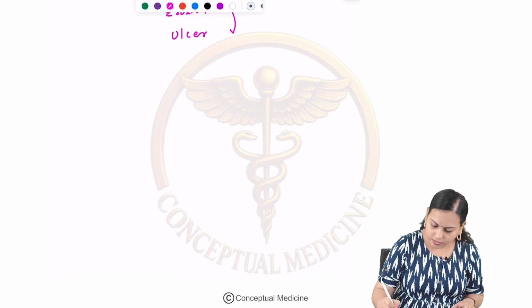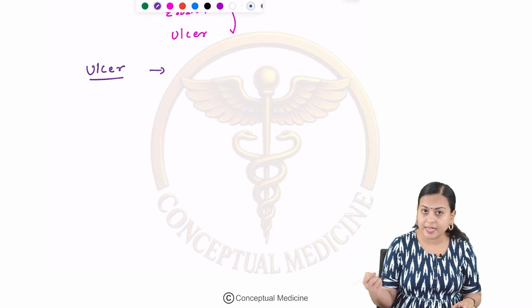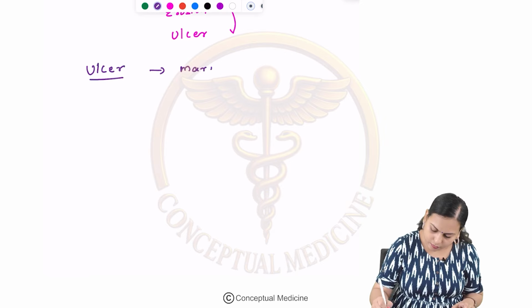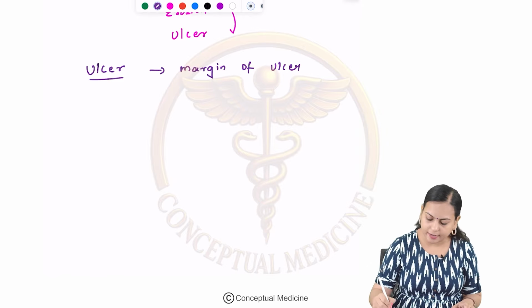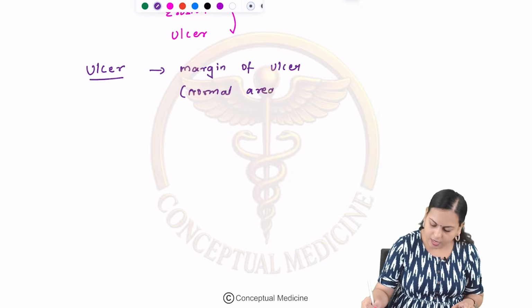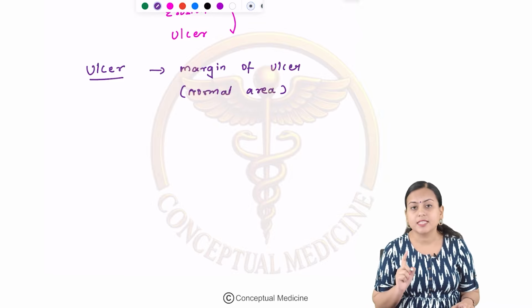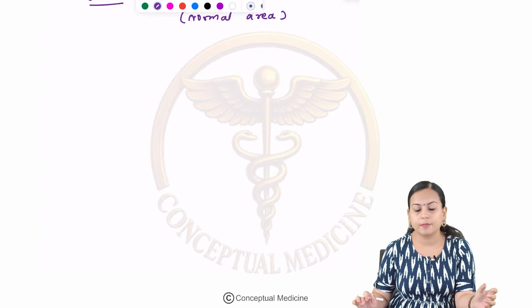Suppose when an ulcer is present, the punch biopsy should be taken from the margin of the ulcer, including the normal area, and it will not be taken from the center of the ulcer. So these are the things you have to know about punch biopsy. Now let us see how a biopsy will be taken.